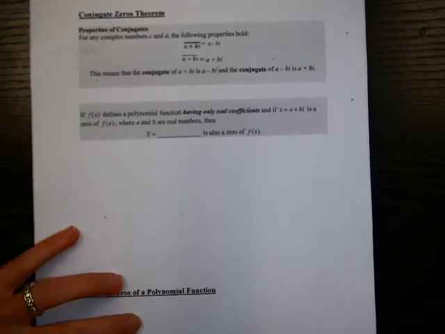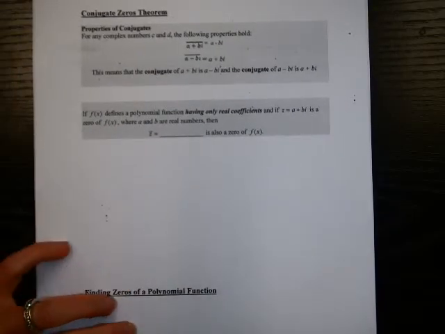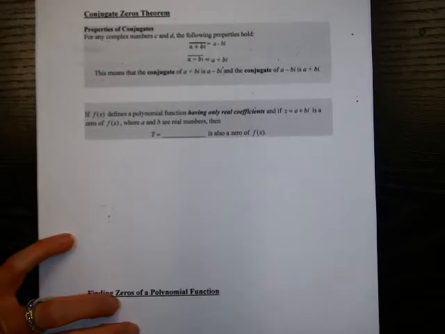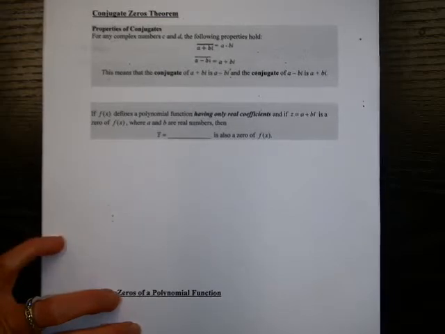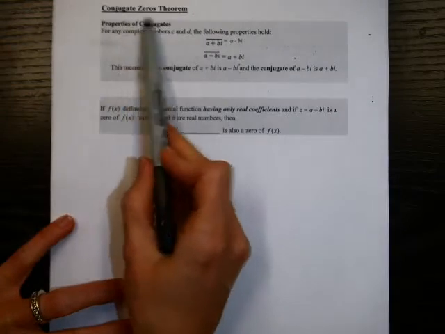Okay, so this is the last part of Section 3.3 video lecture. If you've not watched the first part of Section 3.3, be sure you go back and do that first. This last part of Section 3.3 covers the conjugate zeros theorem.